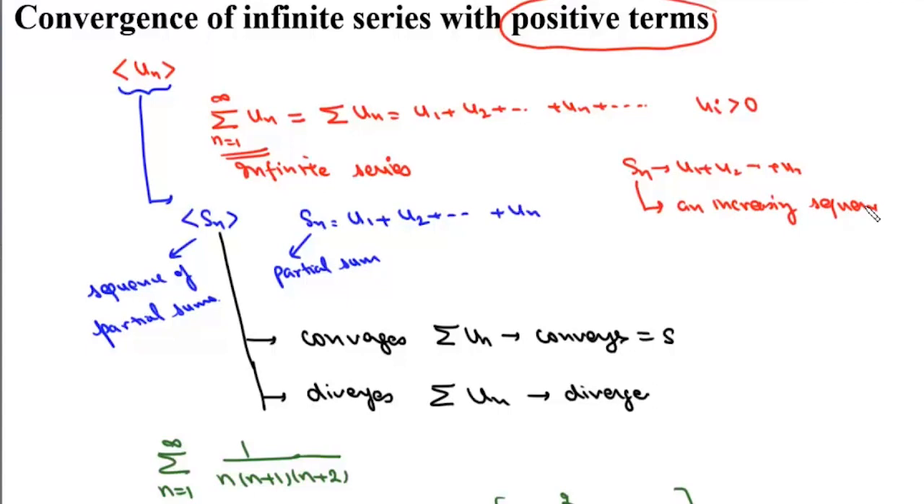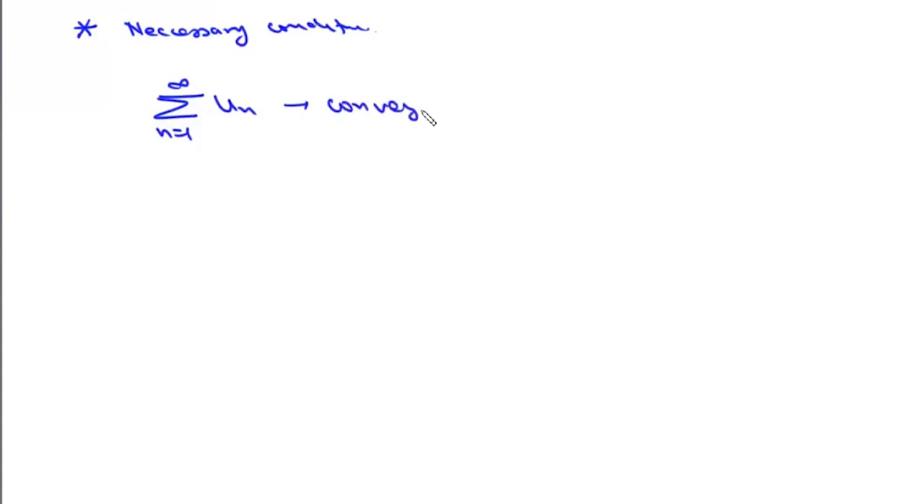So for this infinite series with positive terms, the sequence of partial sums will be a monotone sequence. Now for an infinite series, there is a necessary condition that must be followed for convergence. And the necessary condition is, if this series, the summation n varies from 1 to infinity of un, converges, then this limit, n tends to infinity of un, must be 0.